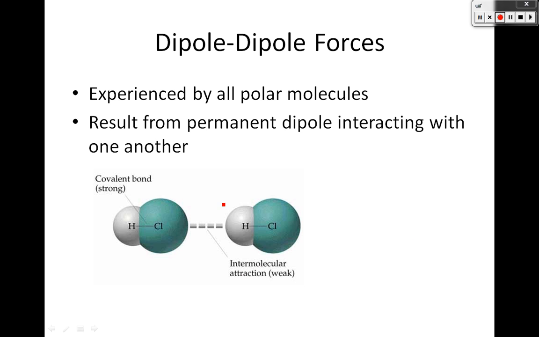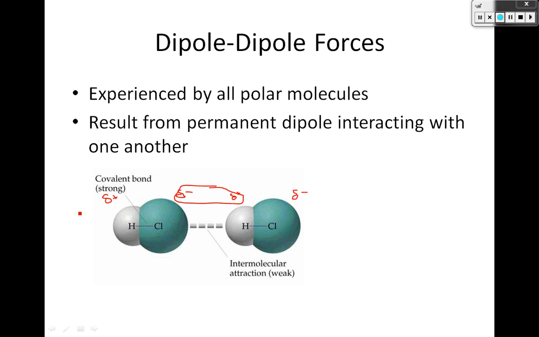Because as we know, in HCl, on the hydrogen side we end up with a positive charge, and on the chlorine side we end up with the negative charge. Then another HCl is going to have a positive charge on this side and a negative charge on this side, and that positive and that negative can interact with one another, and that is going to cause what we call a dipole-dipole force.